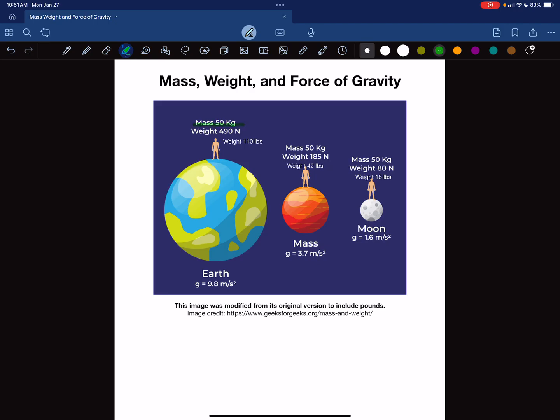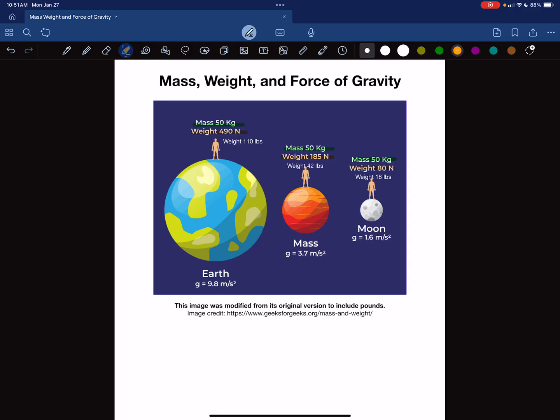You might notice when you look at the numbers given that the mass is 50 kilograms on Earth and on Mars and on the moon, that the mass is the same, but that the weight on Earth is 490, the weight of that person on Mars is 180, and the weight on the moon is 80. So you can see that the weight is changing and the mass is constant, stays the same.